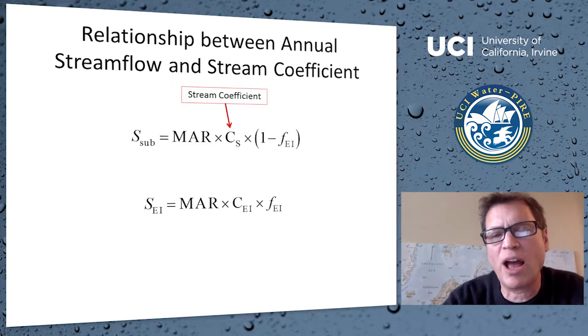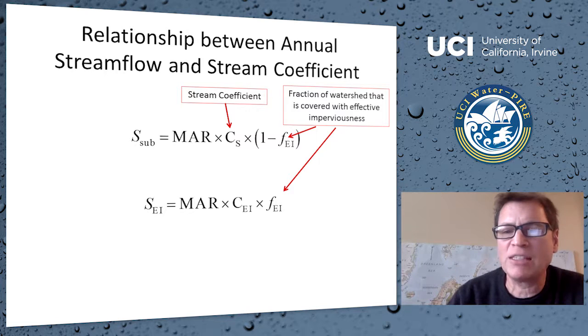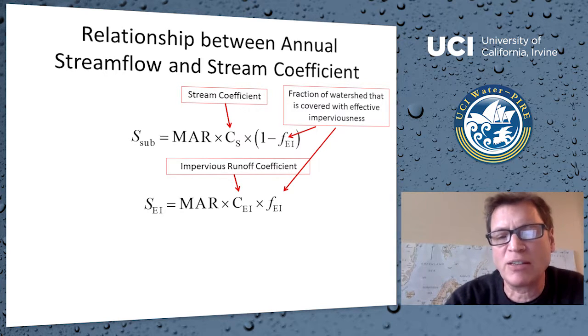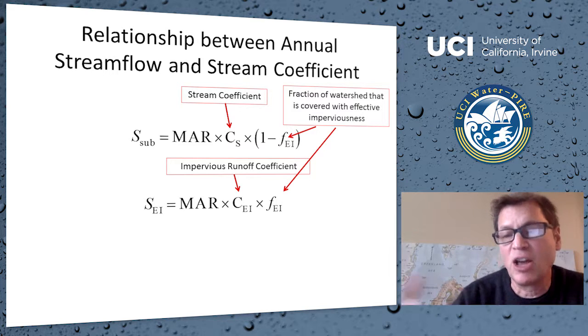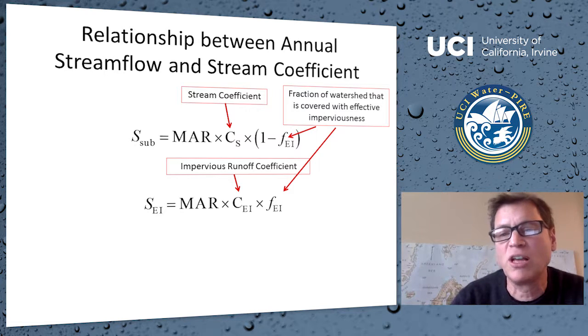And you might wonder, how can you calculate the stream flow from the groundwater route and from effective imperviousness? Basically you can use this very simple set of equations which rely on stream coefficients and the fraction of the watershed which is essentially covered with effective imperviousness, or that connected imperviousness. And then in the bottom equation, for the stream flow from effective imperviousness, we're relying on an impervious runoff coefficient. The key thing to note here is the stream coefficient and the impervious runoff coefficient can be measured and have been measured. And we'll get back to that in a second.